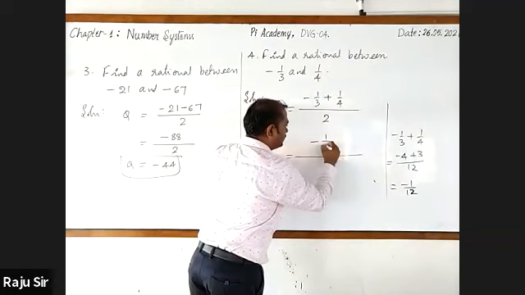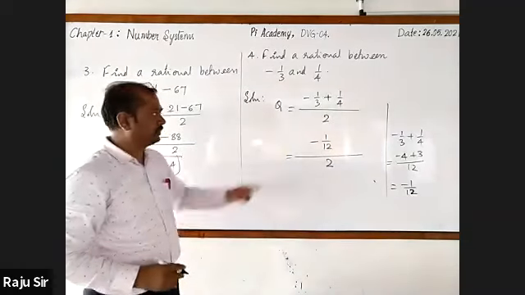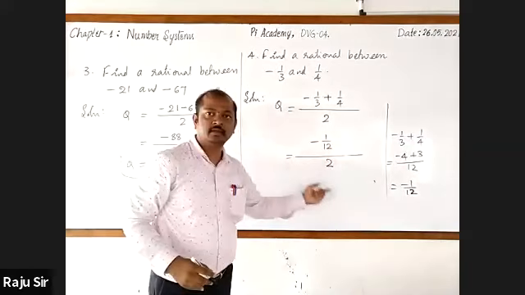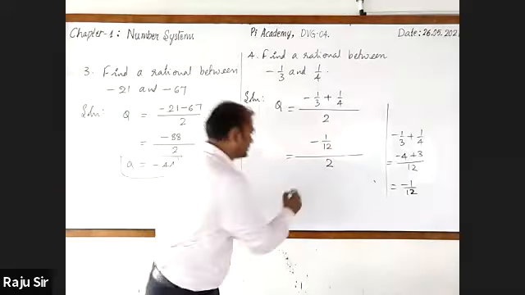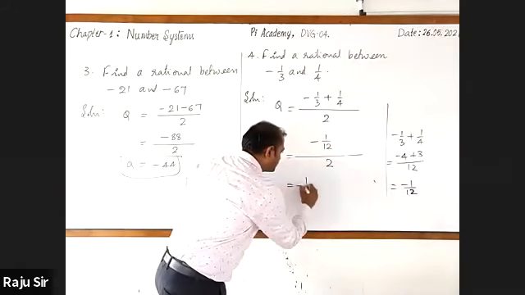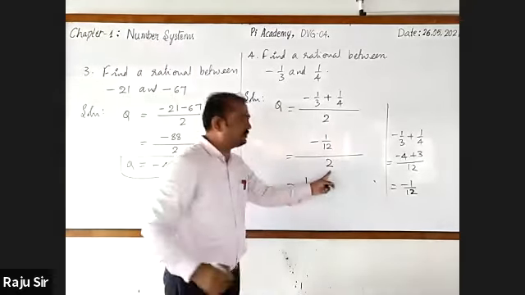Minus 1 by 12 divided by 2. Dividing a rational number by a rational number. So let us convert this into multiplication. It is minus 1 by 12. How do you convert this into multiplication? Reciprocal. We have to do reciprocal.